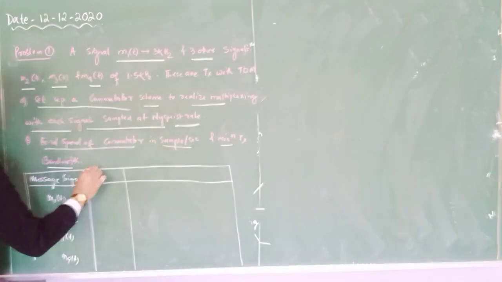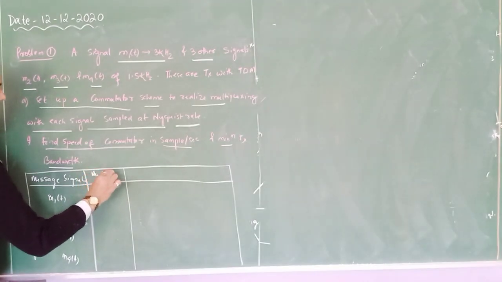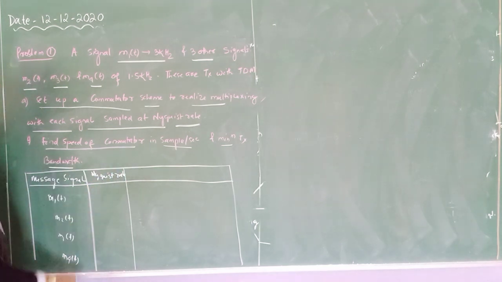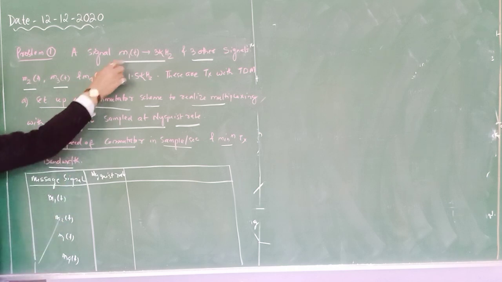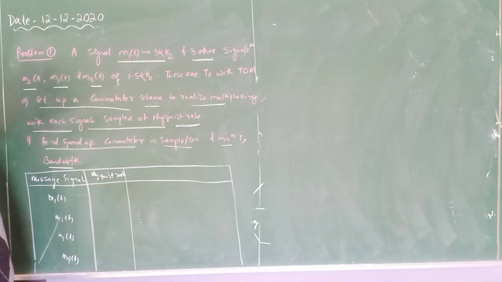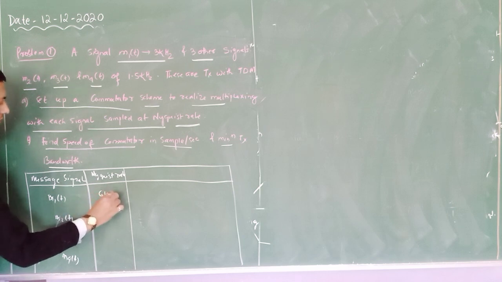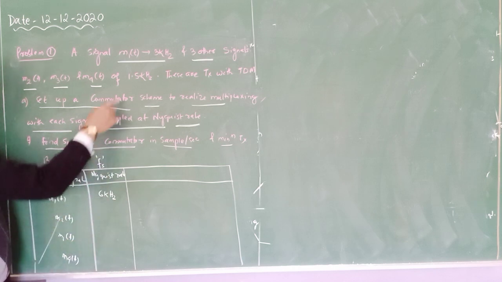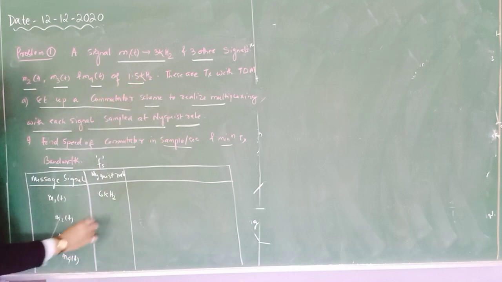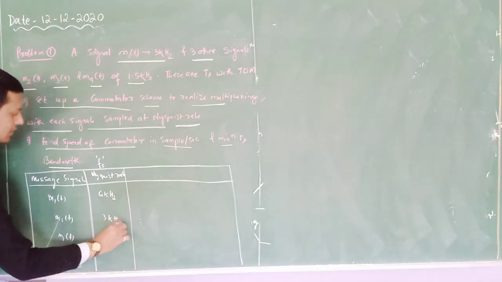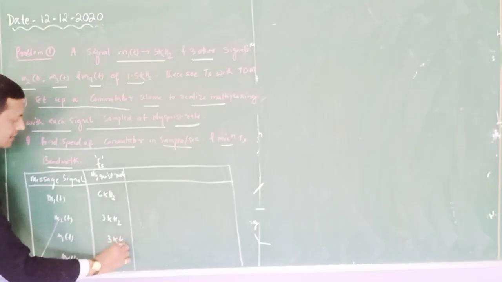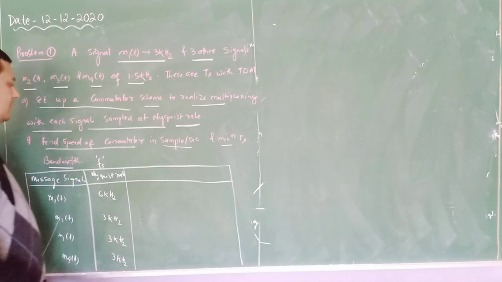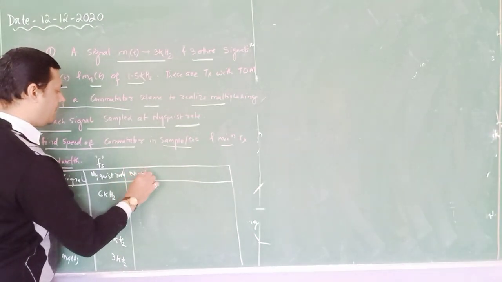Now, what is the Nyquist rate? First we will calculate it for each individual signal, because it will help you to calculate the transmission bandwidth. For M1, as you can see, the bandwidth is 3 kHz. So what is the Nyquist rate? It will be 6 kHz. This is Fs, the Nyquist rate. Similarly, M2 has 1.5 kHz, so it will become 3 kHz. Similarly, M3 is 3 kHz and M4 is 3 kHz. Done.